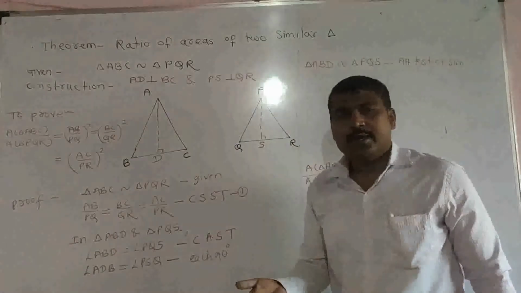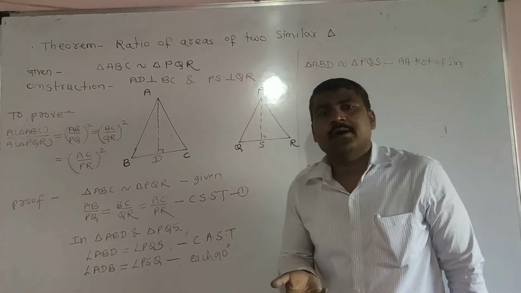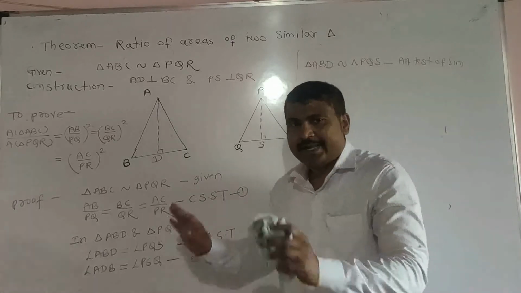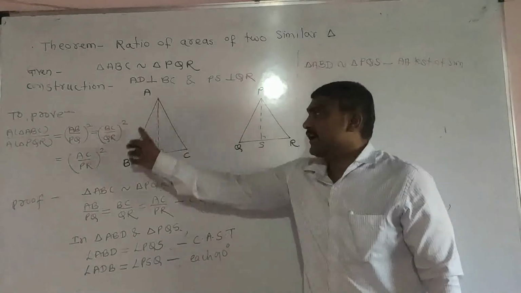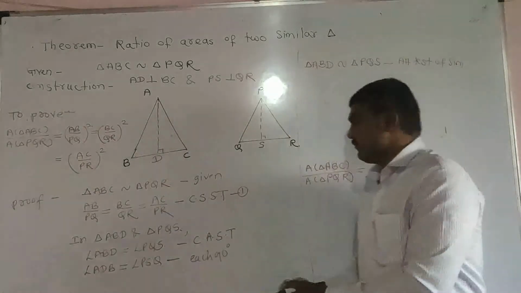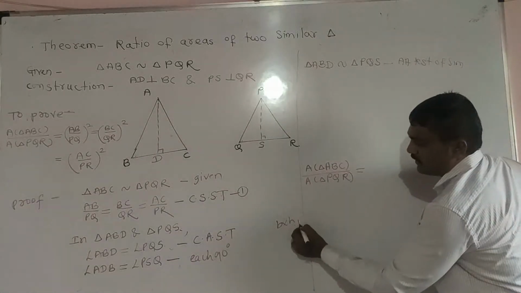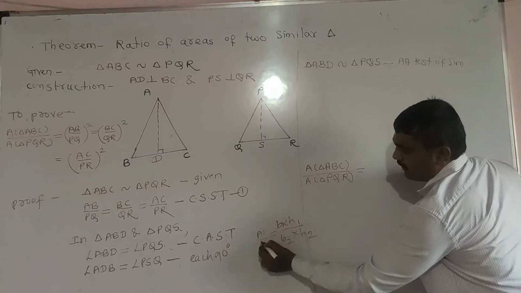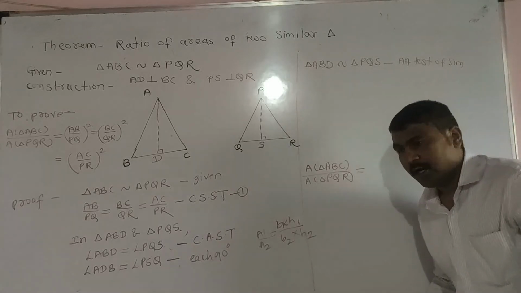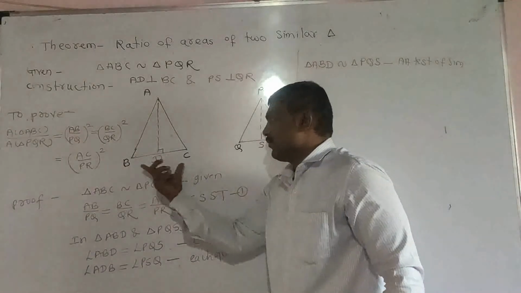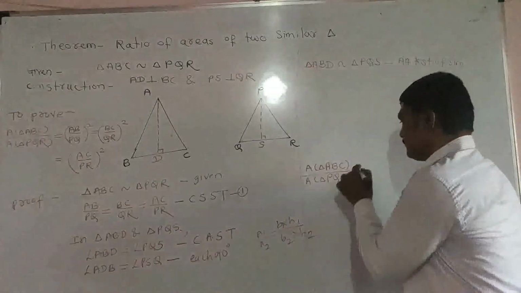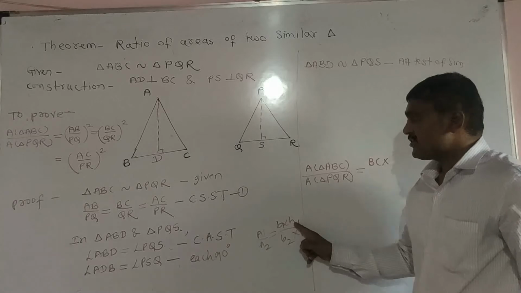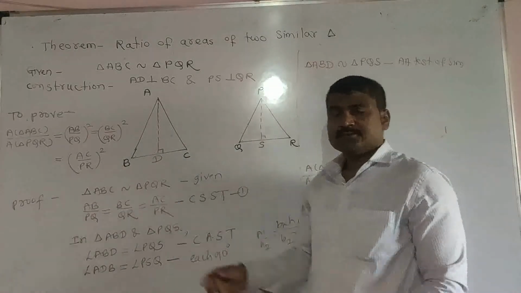So we know A1 upon A2 equal to, what is the formula of A1 upon A2? A1 upon A2 is B1 into H1 upon B2 into H2. I have told many times. So what is the base of this triangle ABC? Base is BC. We have this formula now. So apply this formula. ABC, what is the base? BC. B1 is completed. What is H1? H1 is AD.